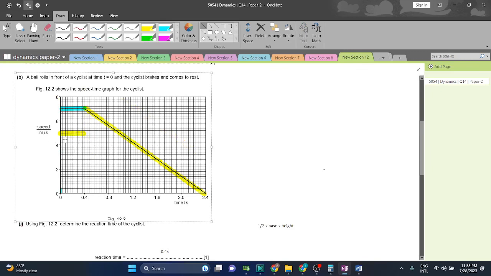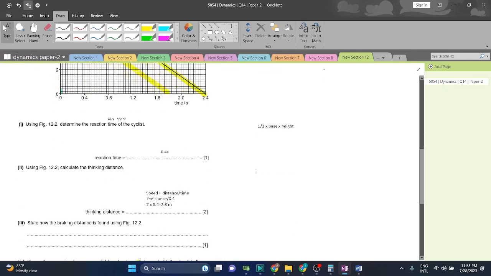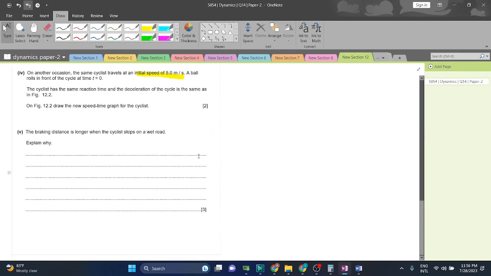First we made that, the reaction time will be the same, and on the y-axis we have plotted 5 meters per second. That is done. And then we have to keep the gradient the same, so the lines will be parallel to each other, right? If the gradient is the same, then the lines should be parallel to each other. And this will give us the answer. This will be the answer. That's 2 marks. The braking distance is longer when the cyclist stops on a wet road.